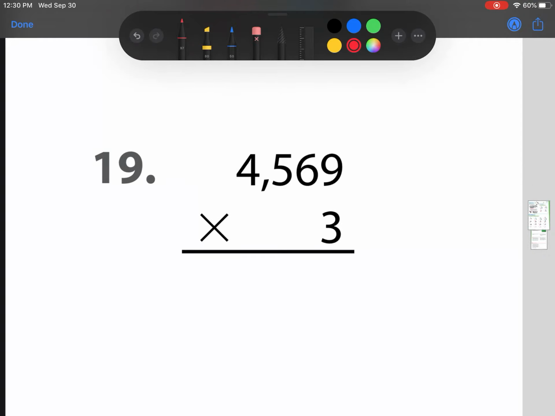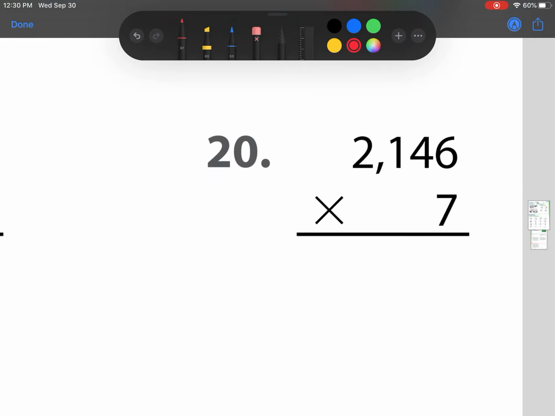Number 19 now. 3 times 9 is 27. Put the 7 down, carry the 2. 3 times 3 is 9, plus 2 is 11. Regroup that 1. 3 times 5 is 15, plus 1 is 16. Regroup that 1. And lastly, 3 times 4 is 12, plus 1 is 13, for 13,707.